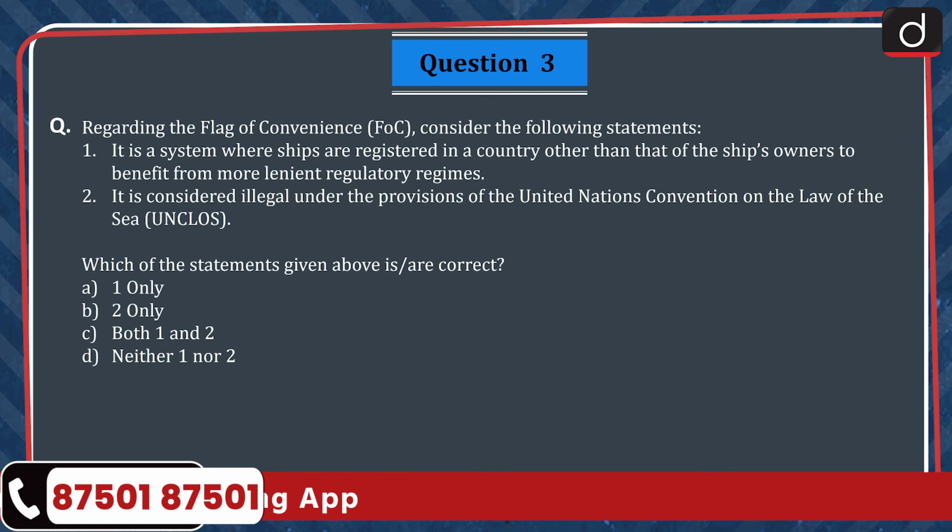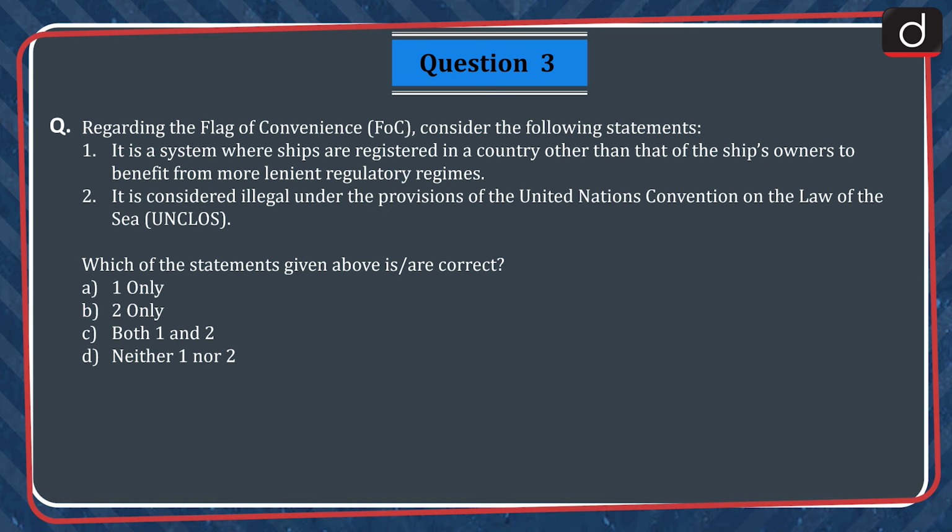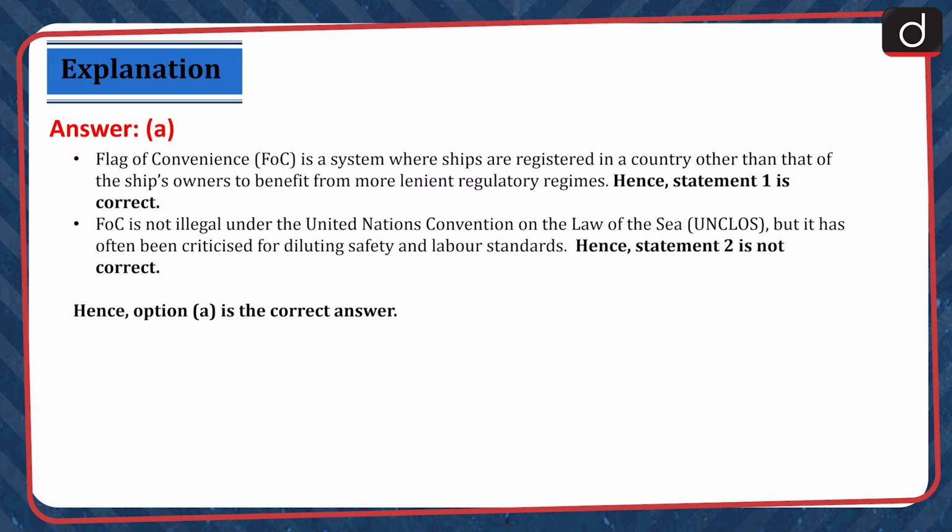A. 1 only. B. 2 only. C. Both 1 and 2. D. Neither 1 nor 2. The correct answer is option A. Flag of convenience is a system where ships are registered in a country other than that of the ship's owners to benefit from more lenient regulatory regimes. Hence, statement 1 is correct.